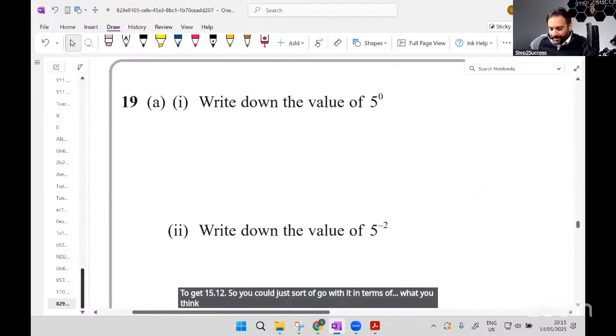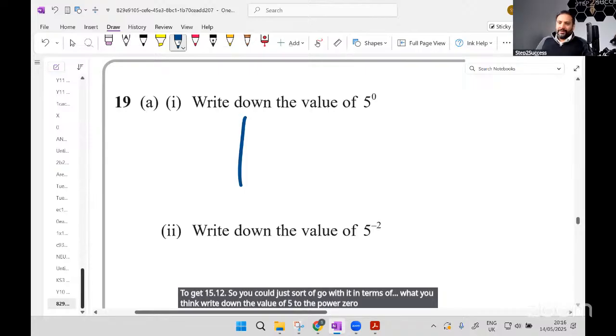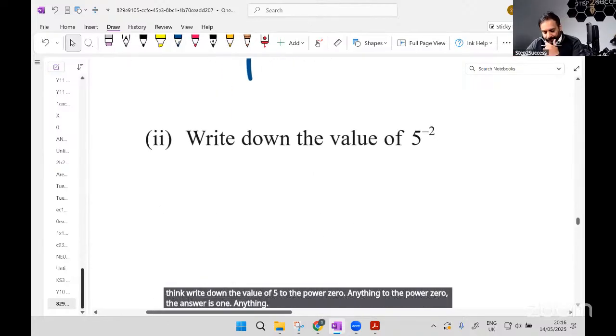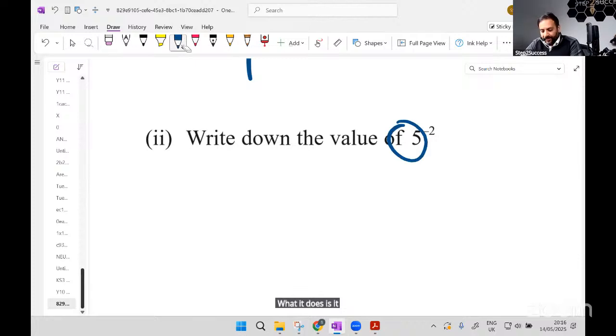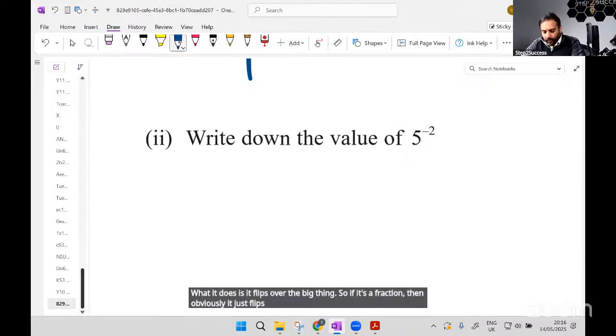Write down the value of 5 to the power 0. Anything to the power 0, the answer is 1. Anything. Negative indices now. When you have a negative power, what it does is it flips over the big thing. So if it's a fraction, then obviously it just flips it over easily. If it's a whole number, just remember any whole number is technically over one. So you just flip it over.